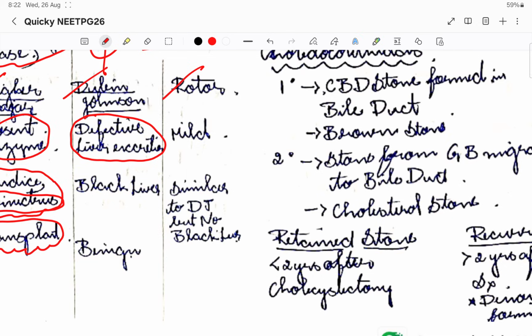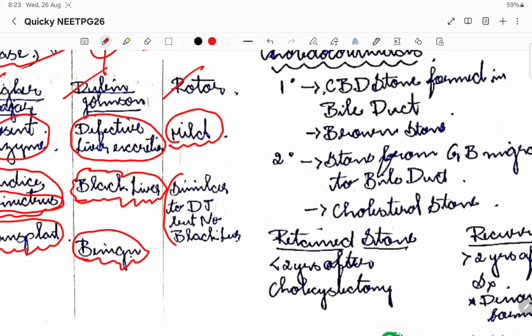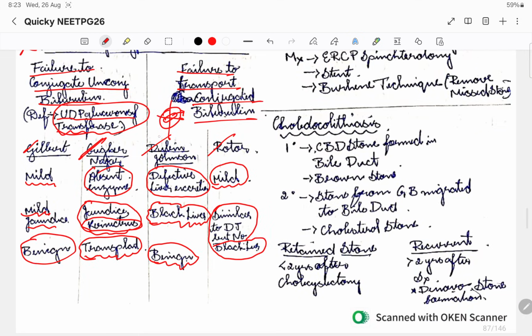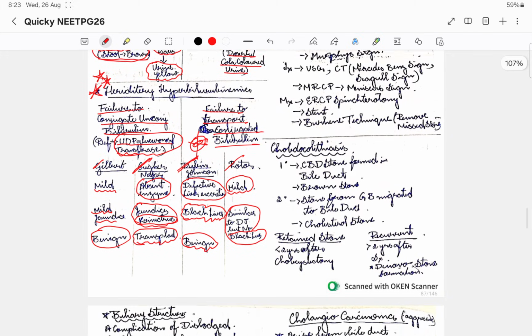So there is a defect in transport, and it will lead to a black liver. All the conjugated bilirubin is in the liver only, so that is why a black liver is formed, and this is a benign condition. Whereas Rotor is a milder condition than Dubin-Johnson. It is similar to Dubin-Johnson, but no blackening of the liver will be there. Please be aware of Crigler-Najjar and Dubin-Johnson. You have to differentiate based on whether the enzyme is present, or based on how the patient presents. This is how we decide the hereditary bilirubinemia.